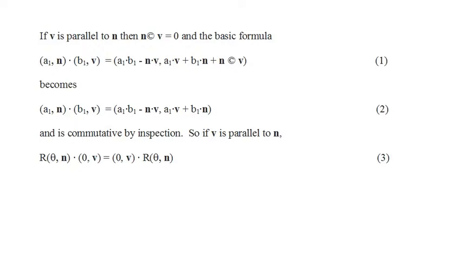If v is parallel to n, then n cross v equals 0, and the basic formula for multiplying two quaternions becomes the formula shown in line 2. And this formula is commutative by inspection. So, if v is parallel to n, then the product of r theta n times the quaternion representing v equals the product of the quaternion representing v and r theta n, as shown in line 3.